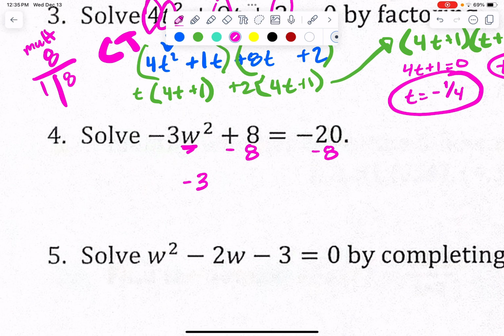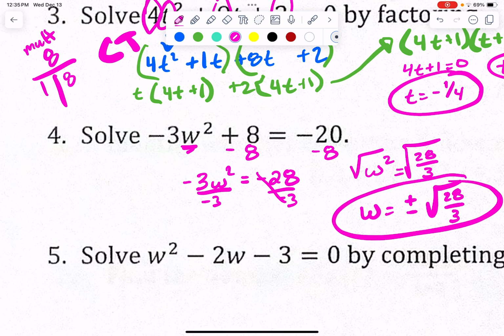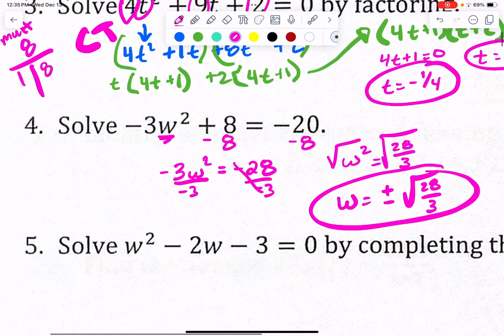So to get W by itself, I could just subtract the 8 over. So I have negative 3W squared equals negative 28. I'm going to divide by negative 3, which is a disgusting number. The negatives are going to cancel out. I'm just going to write it as 28 over 3 because it doesn't come out nicely. And then I'm going to take the square root, and I'm still going to leave it as the square root of 28 over 3, but I need plus and minus. So you have my permission, if it ever doesn't come out nicely, just to leave it as a square root. Okay, so that is the solution for number 4. That was just kind of a solve for W type of thing.